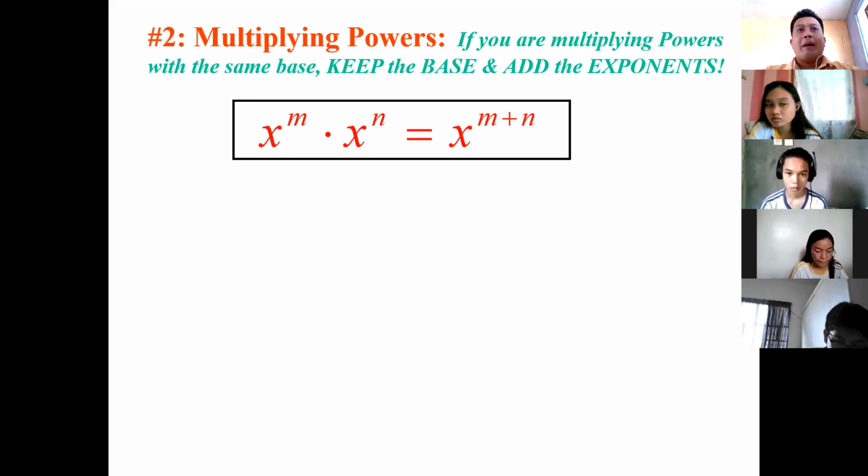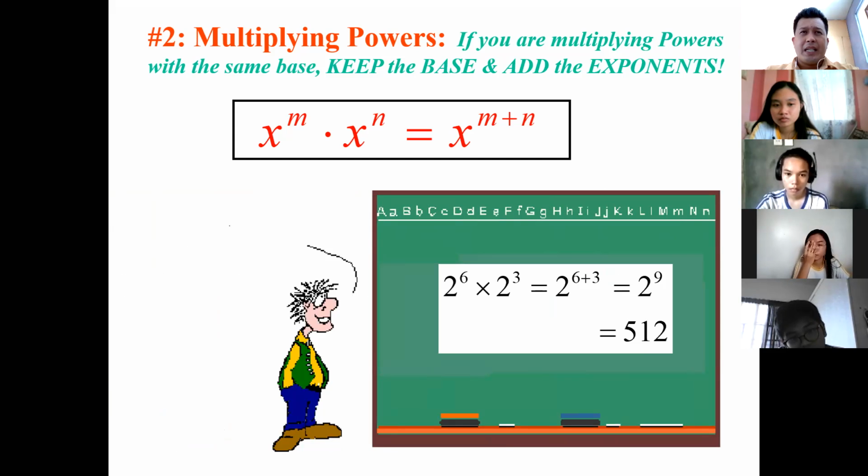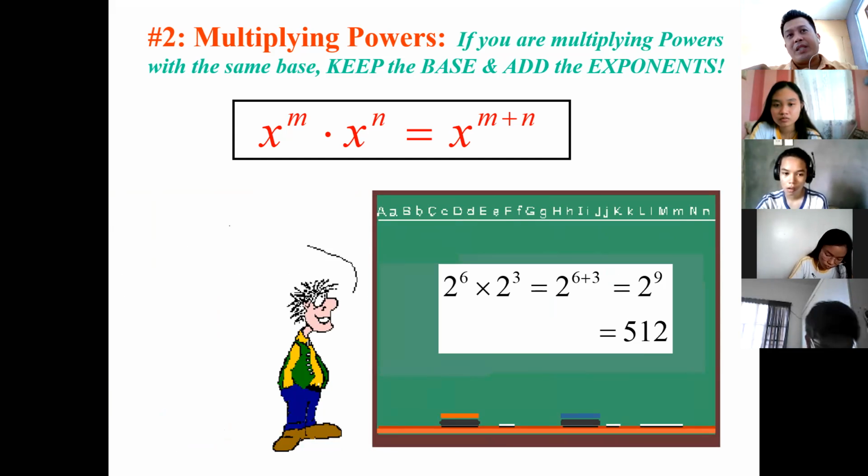Okay? The product of two powers with the same base but different exponents, you'll just have to copy or keep the base, and then you just need to add the exponents. For example, we have here 2 to the power of 6 multiplied by 2 to the power of 3. We have the same base, which is 2, but different exponents, 6 and 3. So what you need to do is simply copy the base, which is 2, and add the exponents, 6 and 3. You'll get the answer 2 to the power of 9. Or if you simplify it further, 2 to the power of 9 is equal to 512.